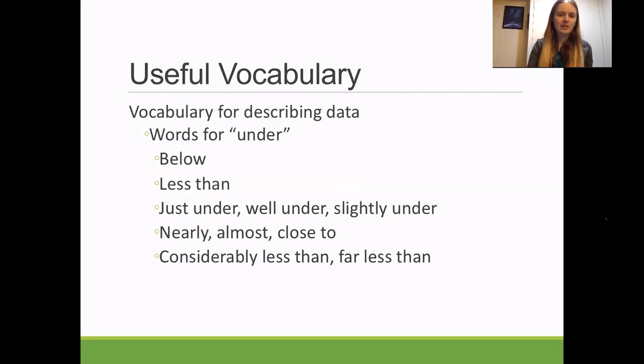So we will talk a little bit about some useful vocabulary. When you're describing data, it can get repetitive sometimes. There are a lot of things that you might want to say many times. So instead of always saying under, for example, when the information you're looking at is lower than something, you can use words like lower than, below, less than, just under, well under, slightly under, nearly, almost, close to, considerably less than, or far less than.